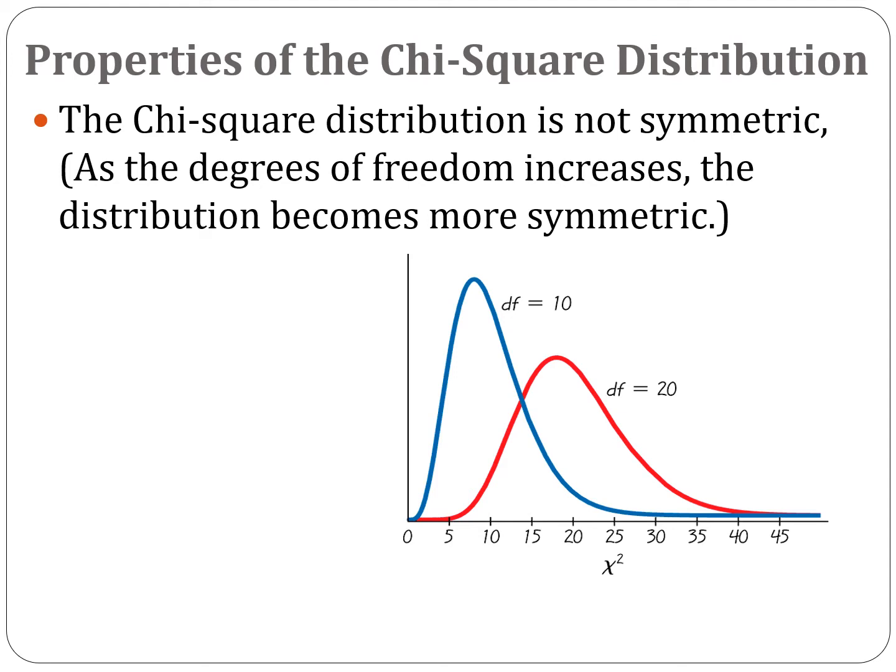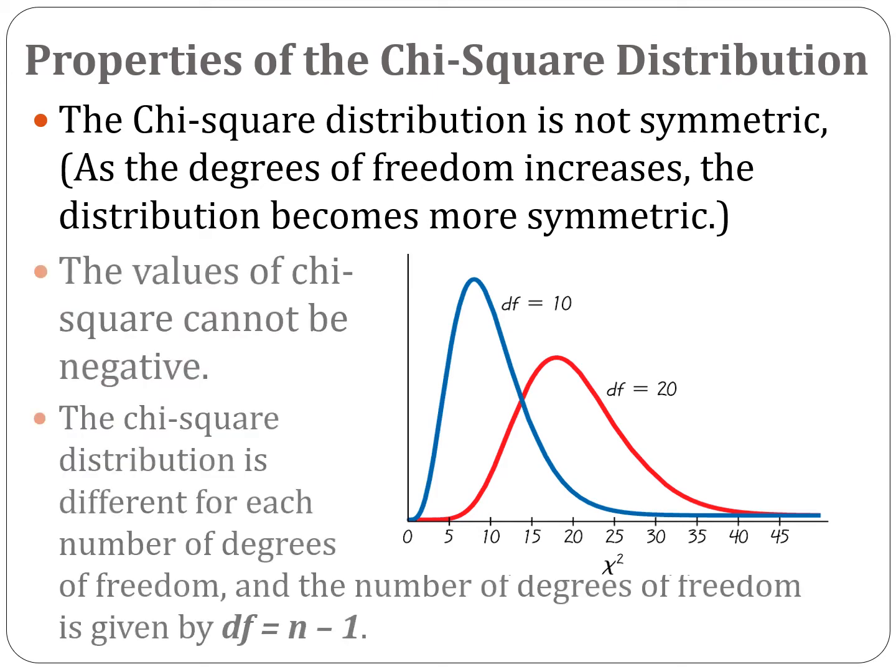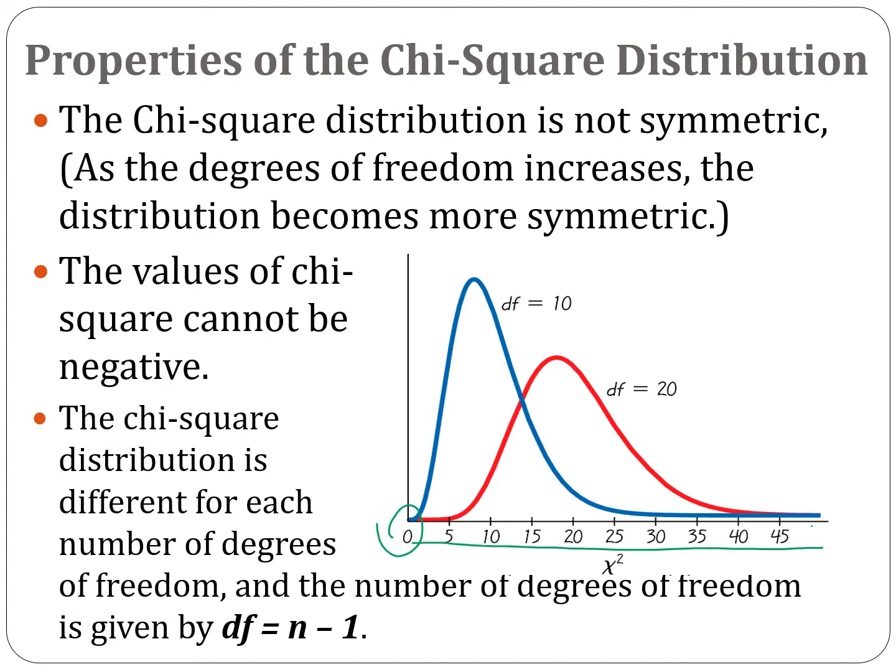Just like the t-distribution, there are an infinite number of them. It varies with the sample size and degrees of freedom. And as the degrees of freedom increase, the distribution becomes more symmetric. Values of chi-square cannot be negative. It starts at 0 and gets larger as we move to the right. Degrees of freedom is given by n minus 1.